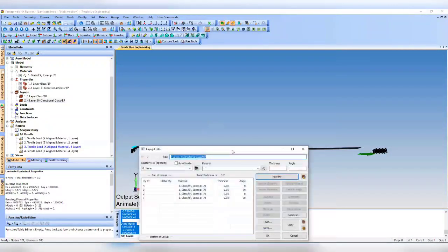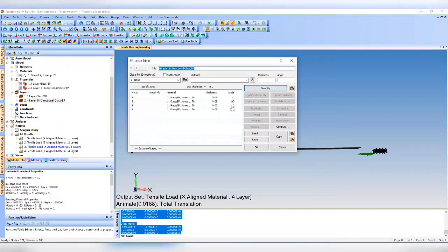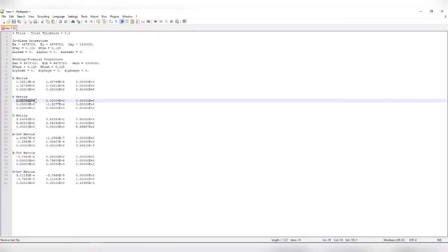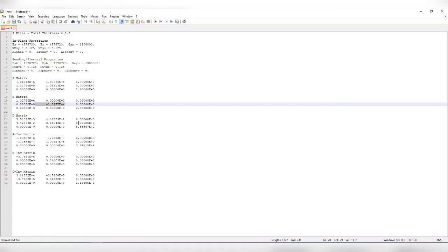A 0, 90, 0, 90 is not a symmetric layup. It's not symmetric along the midplane. So because it's not symmetric, your B values are populated. The B matrix is essentially a coupling between your extensional stiffness and your rotational stiffness. It's a coupling between the two.